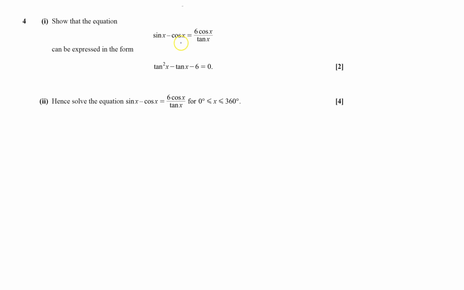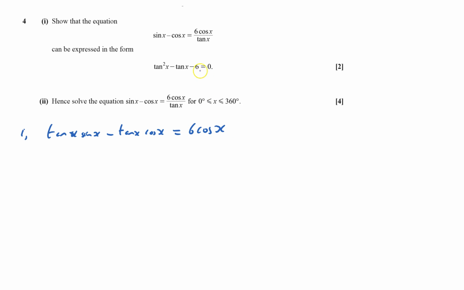Okay, I've got to show that this equation can be expressed in this form. I want to use that. I've got tan x. I don't want to get rid of the tan x's because I've got them in here. So I'm going to multiply through by tan x to start with. So part 1, multiply through by tan x, and that's going to be tan x times the sine x minus tan x times the cos x equals 6 cos x.